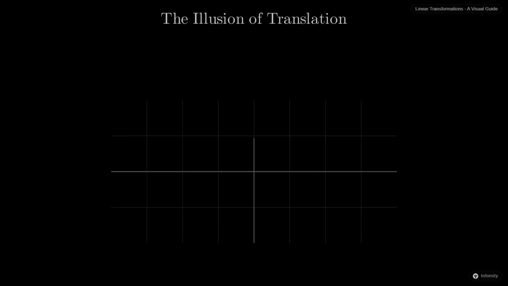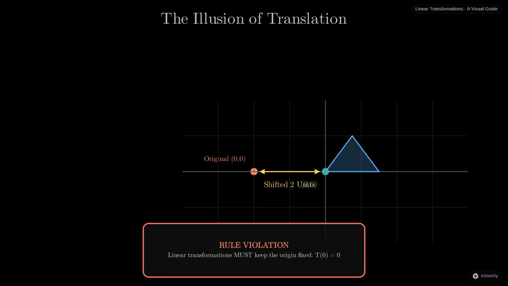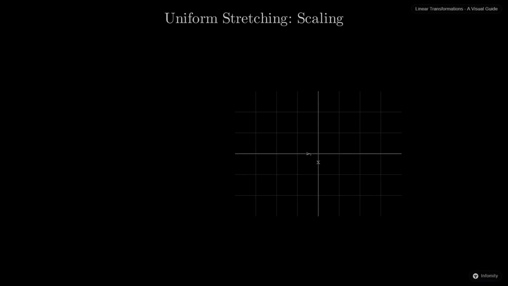This brings us to a massive trap that catches many students. What if we simply slide the entire grid to the right? This is called translation. While the lines do stay straight and parallel, notice what happened to our origin. It shifted away from its starting point, breaking our second rule. To respect our rules, let's try a valid transformation.